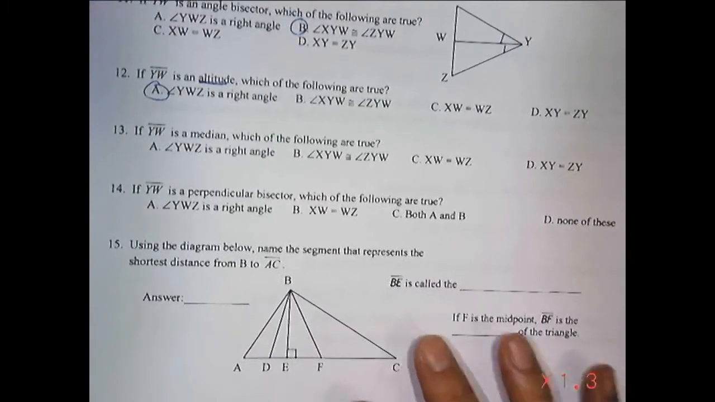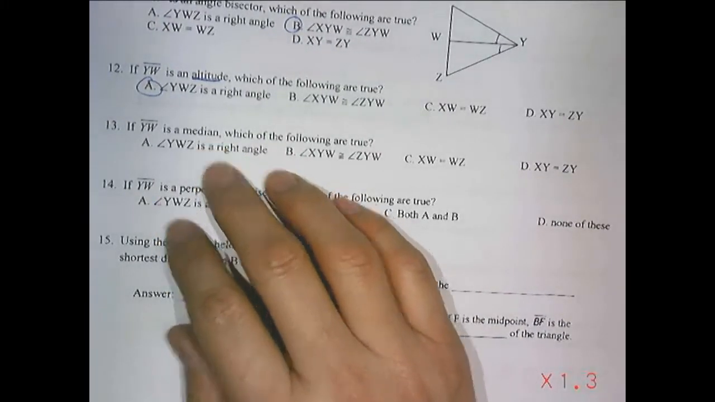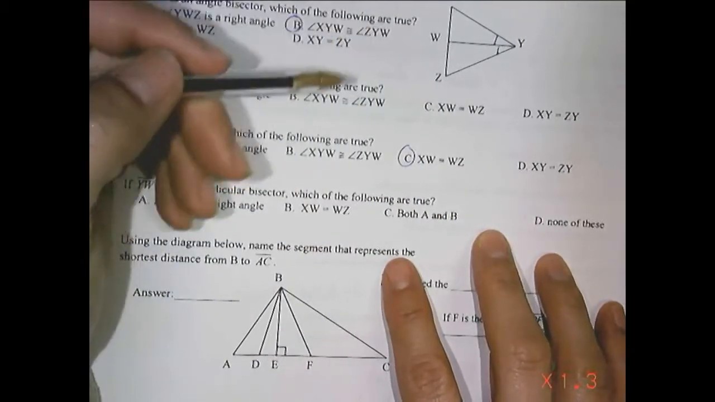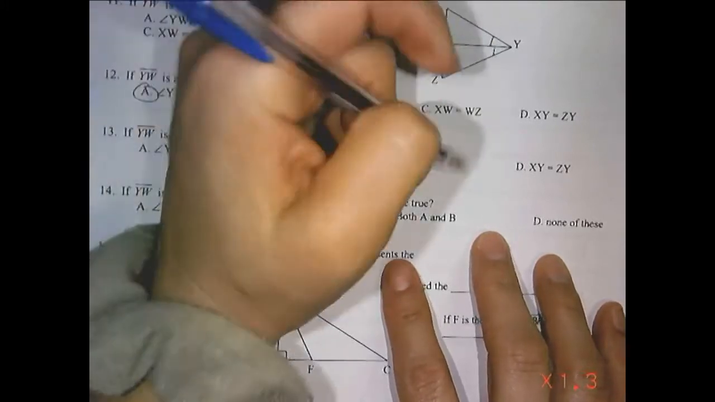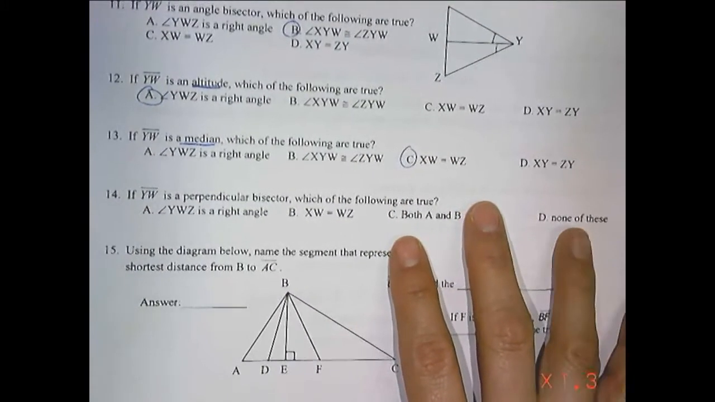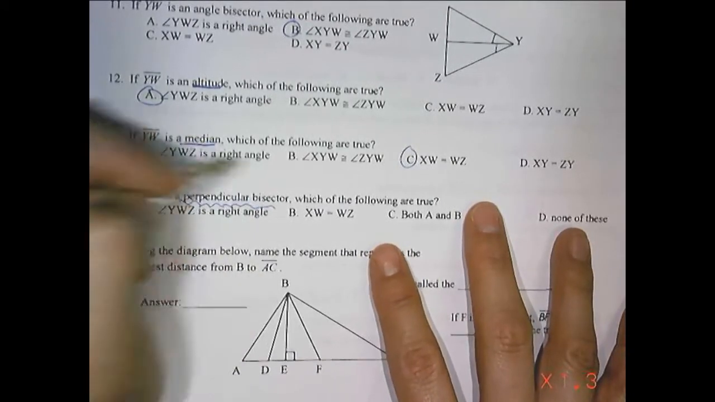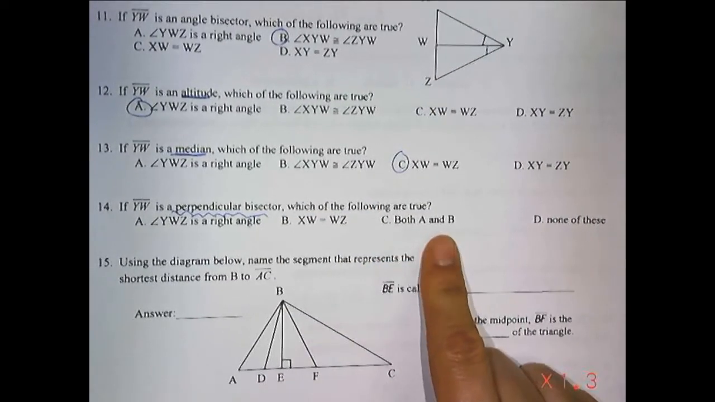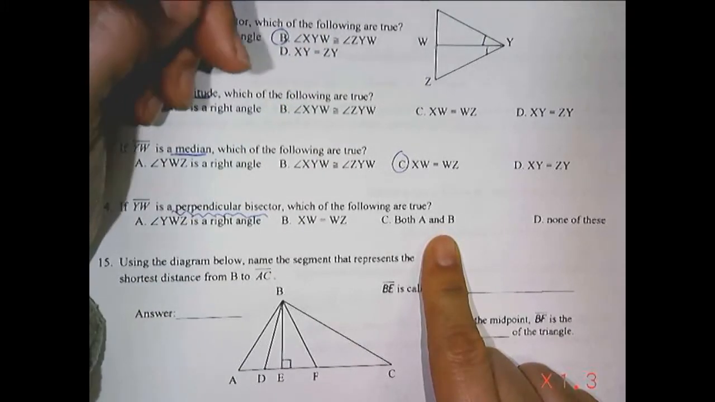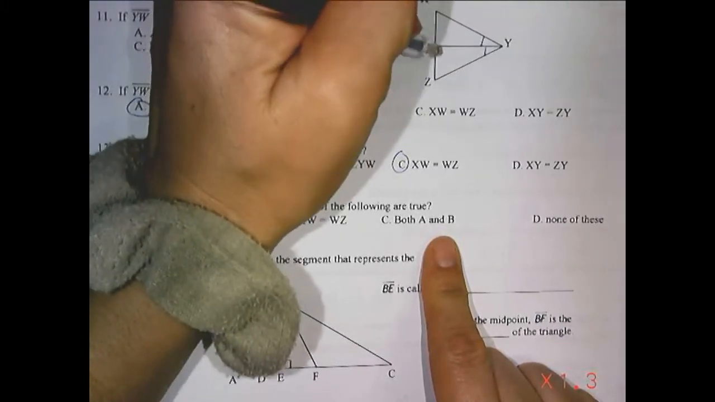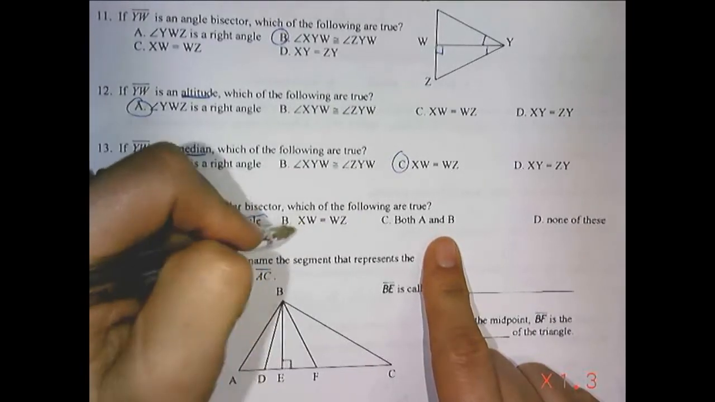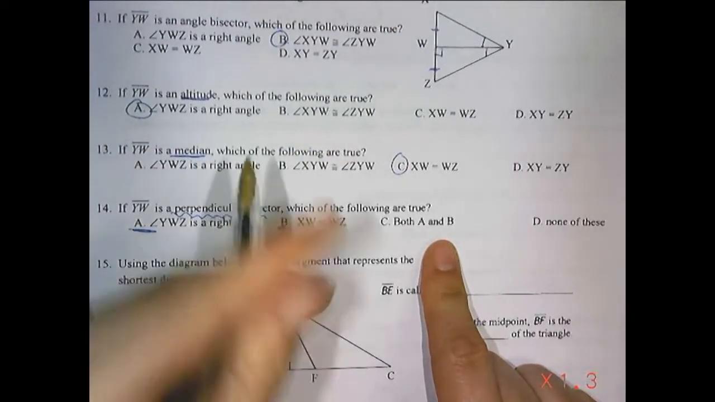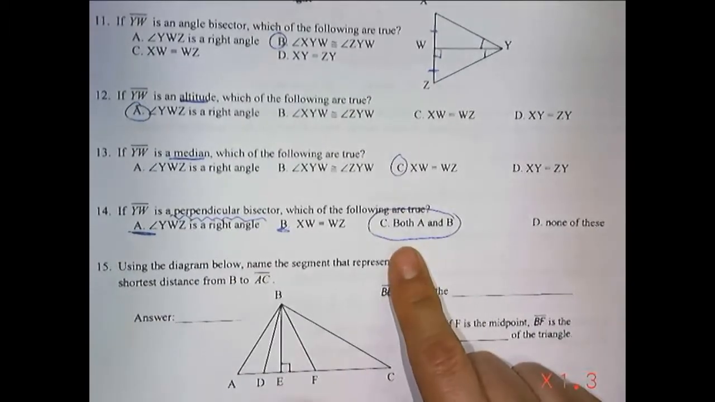And moving along to number 13, if YW is the median, then what is true? Well, what's true, because it's the median, is that XW and ZW are congruent. And for number 14, if YW is the perpendicular bisector, which of the following are true? Both A and B. This angle right here, YWZ, is 90 degrees, so it's a right angle, and these two pieces would be congruent because it bisects them. So A and B, but your answer would technically be C, both A and B.